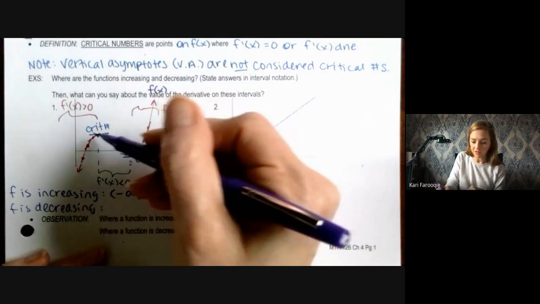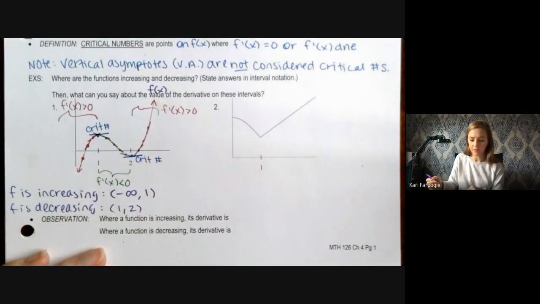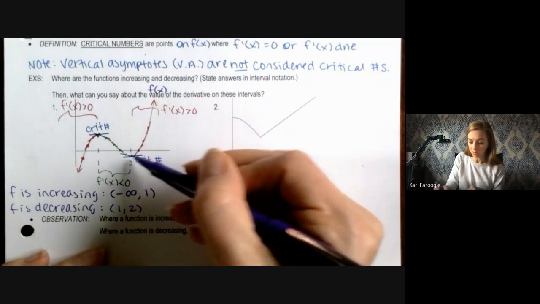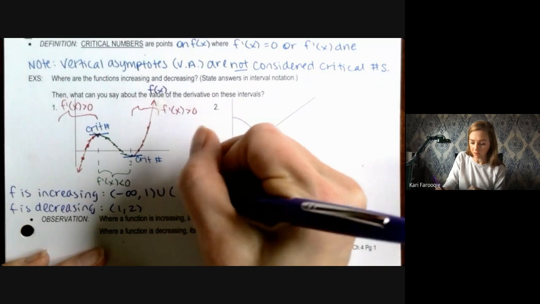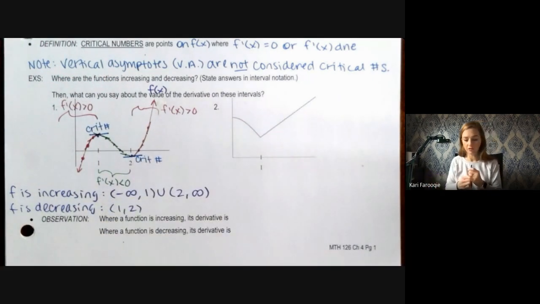Now f starts to decrease between 1 and 2. And then after 2, not at 2, because at 2 it's constant, it starts to increase again. So I'm going to say that from 2 to infinity, the graph is increasing. And that's how we would write this.